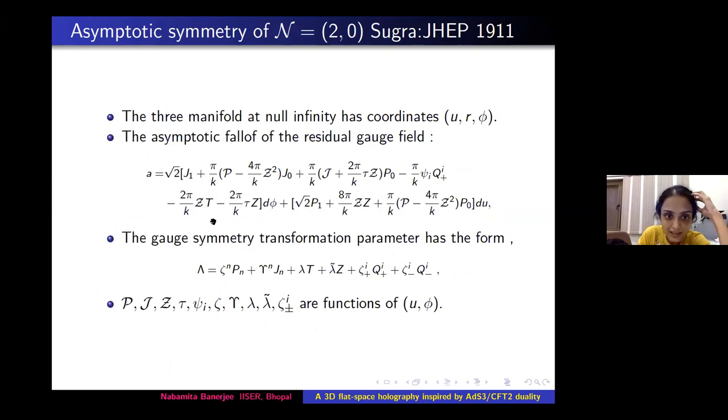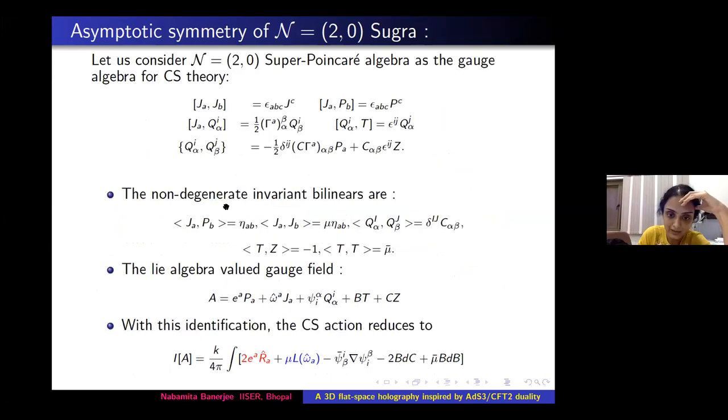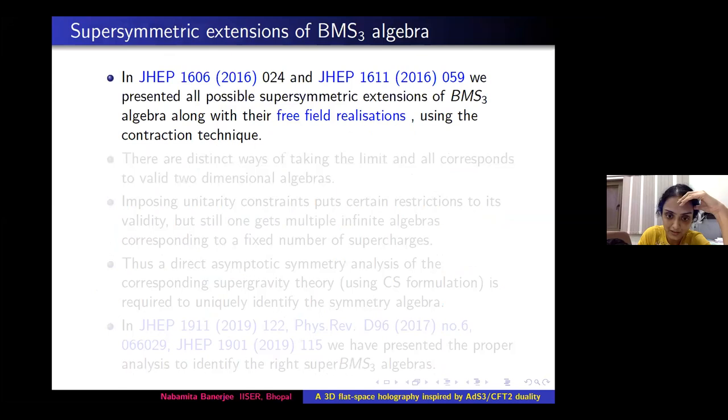So you see, this A had an A_φ piece and an A_u piece, right? This part is A_u because this is with du, and this is A_φ. For getting the asymptotic symmetry, what is important is this A_φ part. I can also tell you why, just a sec.